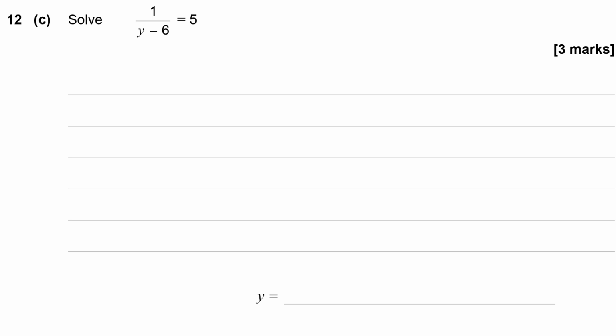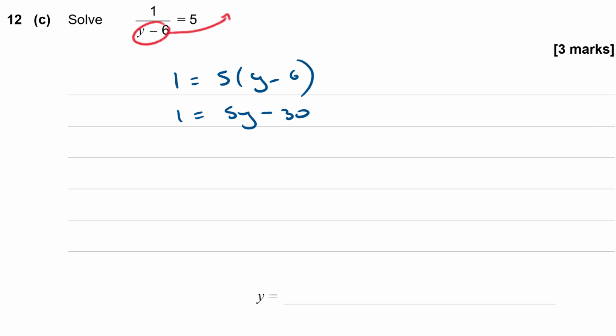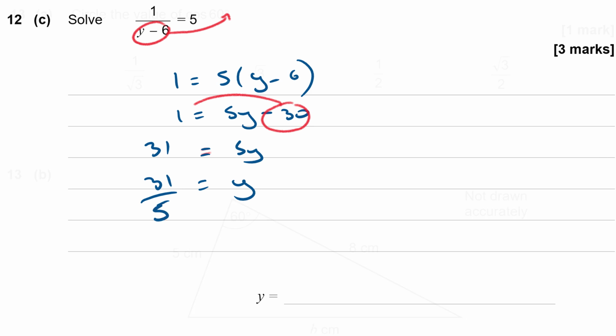12c, we've got another equation, this time in y, that we need to solve. So I'm going to start off by cross multiplying that up there. So I'm going to get 1 is equal to 5 lots of y minus 6. Removing the brackets, I'm going to get 1 is equal to 5y minus 30. So moving the 30 to the other side, I'm going to get 5y is equal to 31, and then dividing through by 5, I'm going to get y equals 31 over 5.